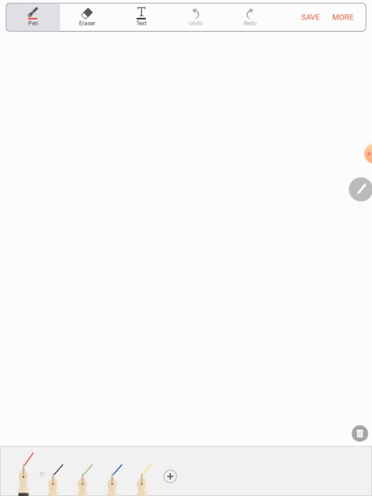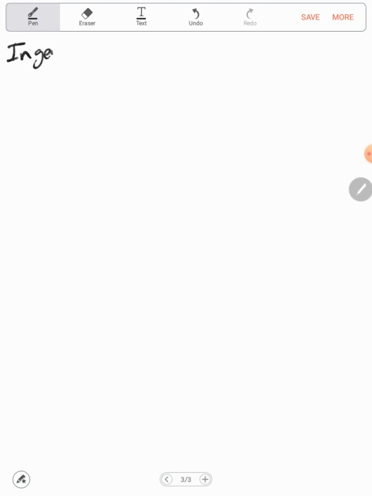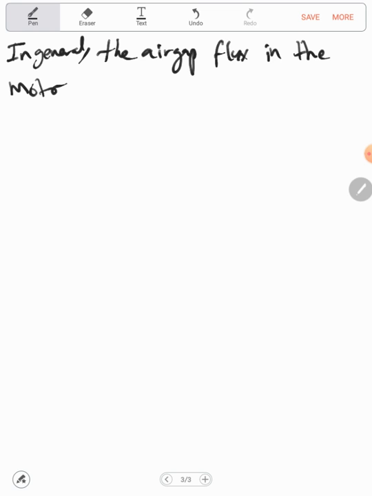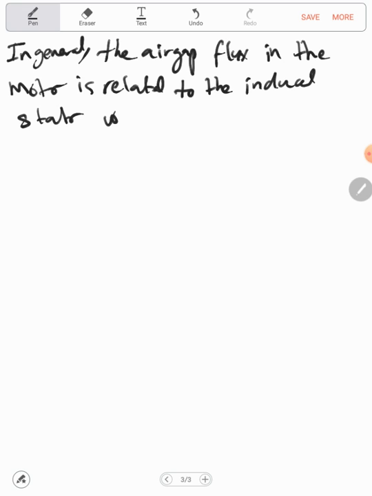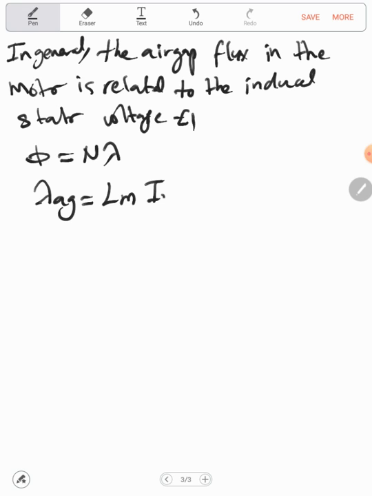In general, the air gap flux in the motor is related to the induced voltage, stator voltage E1. So the flux equals N lambda. So lambda of the gap will equal LM IM.